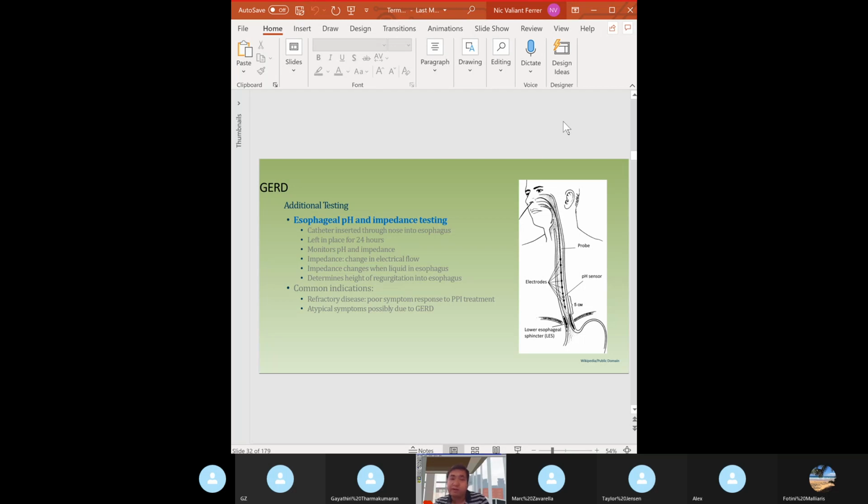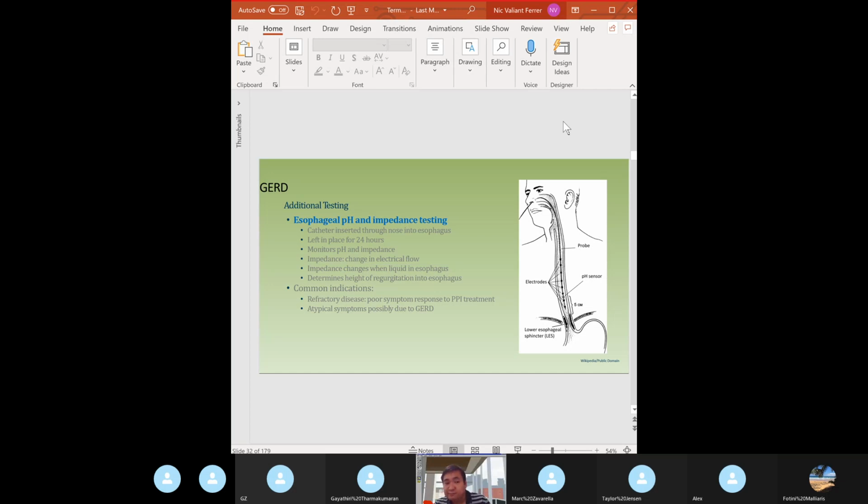A catheter is inserted through the nose into the esophagus and left in place for 24 hours, right? If I'm the patient and you tell me you're going to insert an NG tube and leave it in for 24 hours, I'm going to be mad because it's very, how do I say this, it's very uncomfortable, right? So what you monitor is the pH and impedance. What do I mean by impedance? It means a change in electrical flow. This is rarely done, so I think low yield.